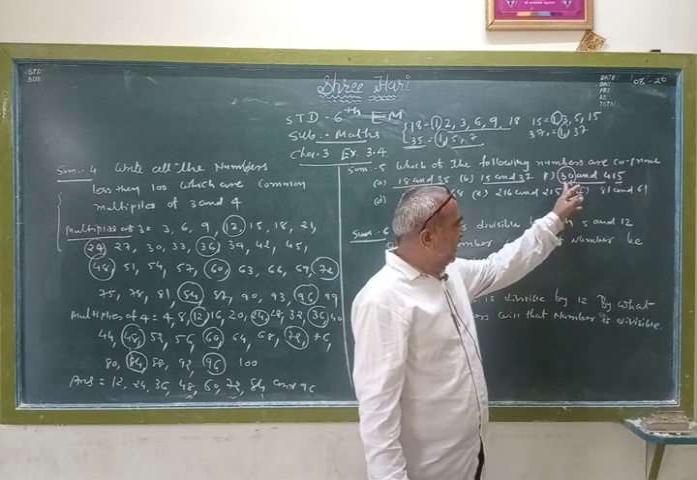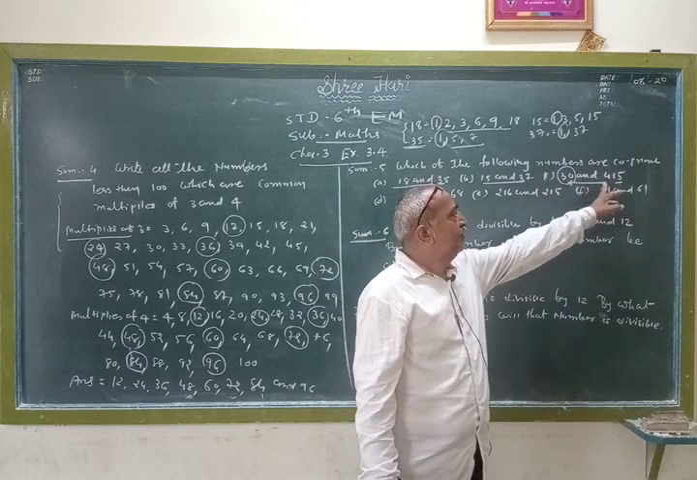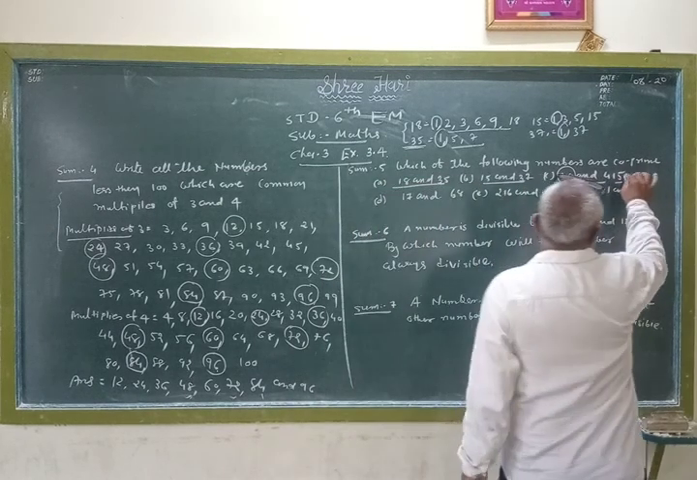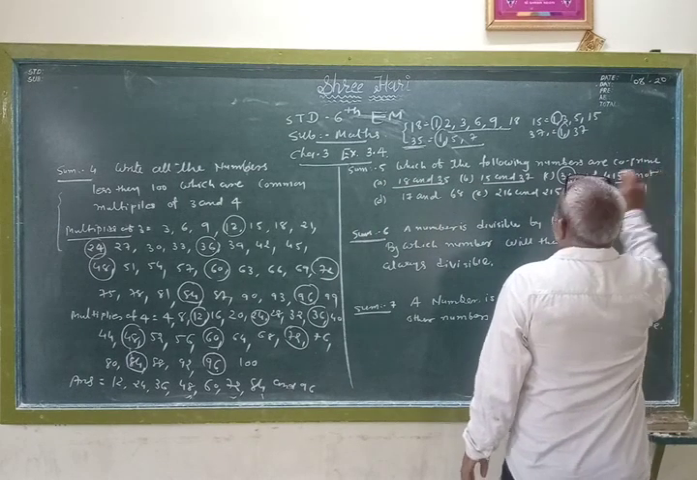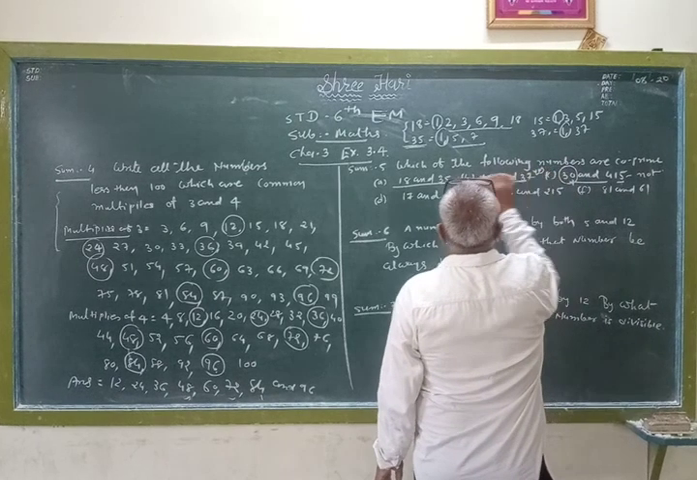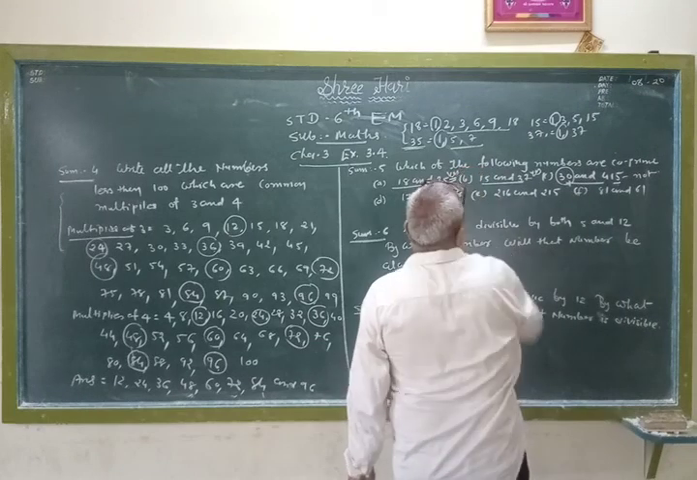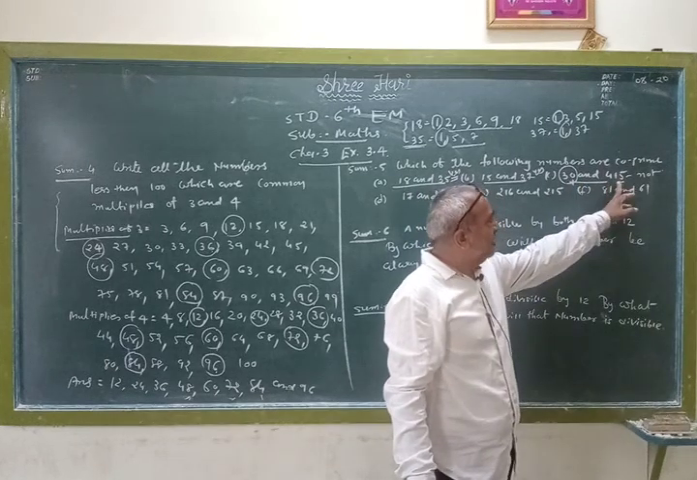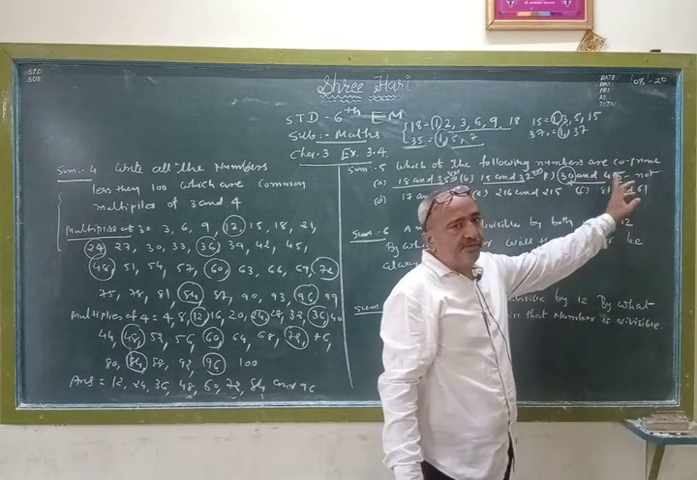So we can say that 30 and 415 are not co-prime. Why? Because without 1, 5 is common in 30 and 415.